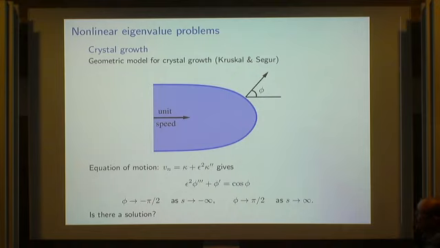And for a needle solution, you want something in which, as you go around this way, phi should tend to minus pi over 2, and as you go around this way, phi should tend to pi over 2. So if s is arc length here, as s goes to minus infinity, you get this boundary condition. Plus infinity, you get this one. So the first question is, is there a solution?